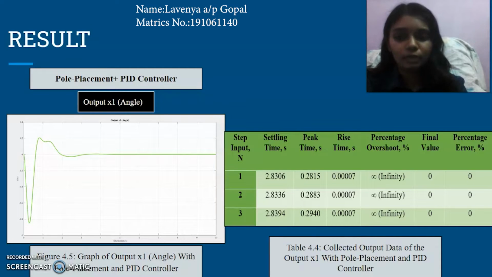But although the PID controller performs very poorly in overshoot, it does improve the system's settling time and makes it more robust than before in stabilizing the pendulum to reach steady state.